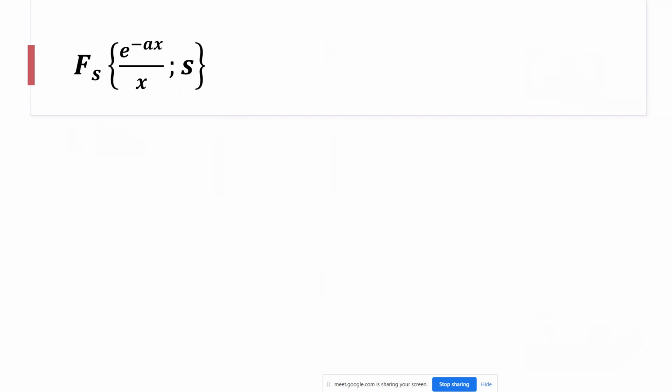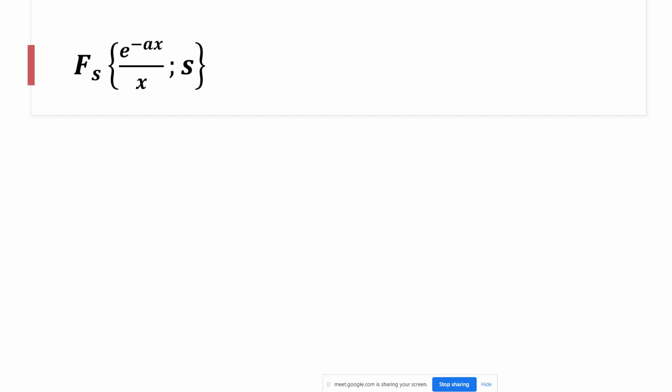Okay. So this is an interesting question. I want to find out the Fourier sine of e raised to minus ax upon x converted to variable s. Every time we are using a different variable, the only thing we should remember is the basic formula. If that is correct, we can always derive the correct answer.